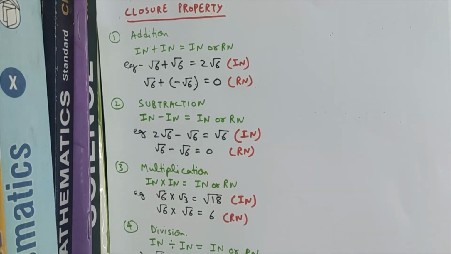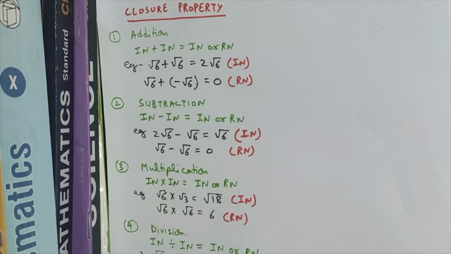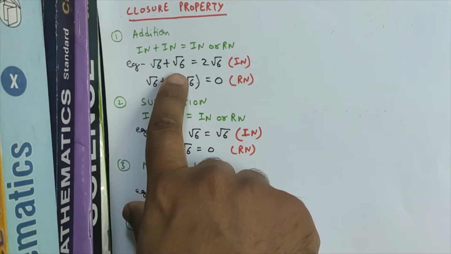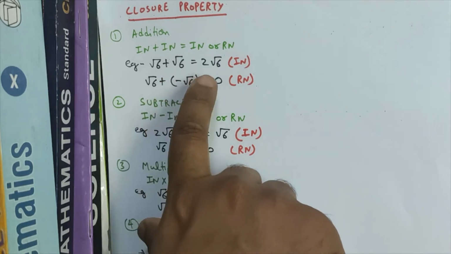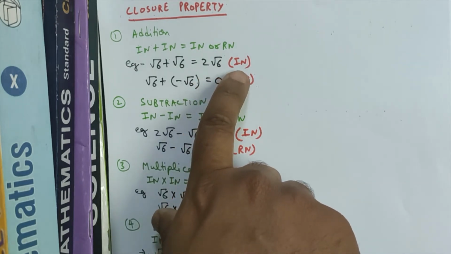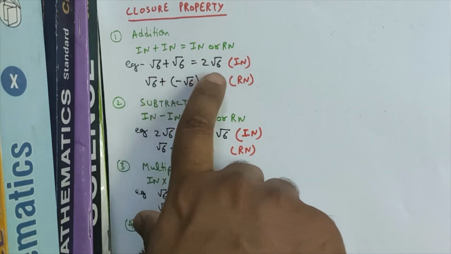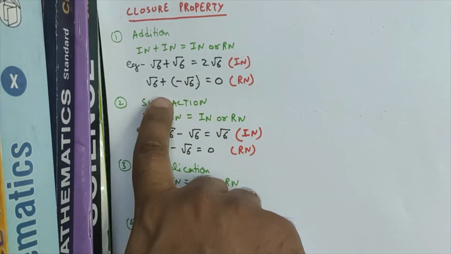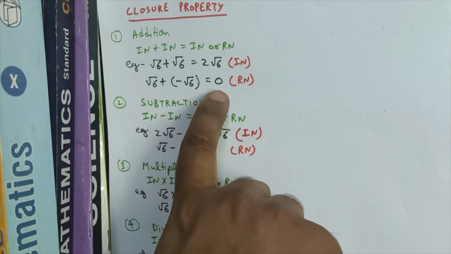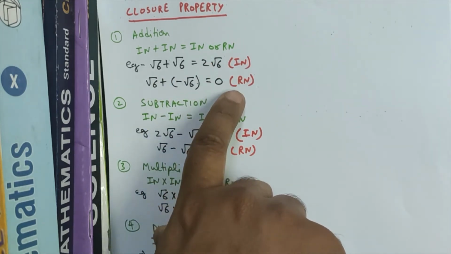Here I have discussed the closure property of irrational numbers. When an irrational number is added to an irrational number, like in the first example, root 6 added to root 6 will be equal to 2 root 6, which is an irrational number. Or it may be a rational number: in the second example, root 6 added to minus root 6 is equal to 0, which is a rational number. So it may be rational or irrational, both.